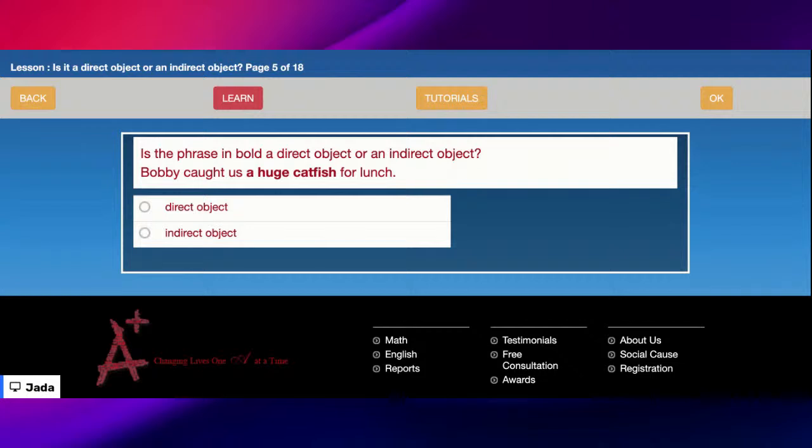So what's our answer here for page 5? Yes, option 1. So Bobby caught us a huge catfish for lunch. Is it direct or indirect? What's the right answer here?